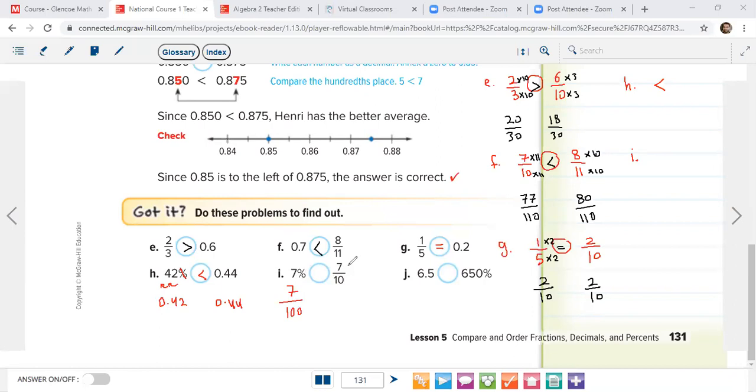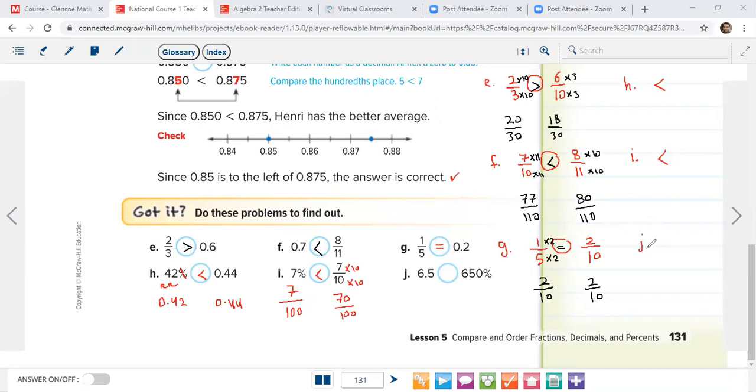And this one I can multiply here by 10 up, I multiply here by 10 down. It will be 70 over 100. And 70 is bigger, for sure. So also the sign takes this direction.